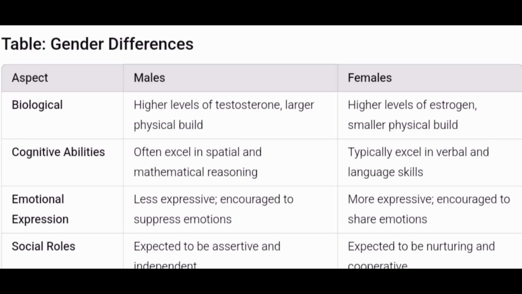Now, cognitive abilities. In males, you will see that they are very good in mathematics and reasoning, while females are very good in communication, right? They know how to talk, and they are easily able to acquire different kinds of languages. Suppose your girlfriend knows different languages, Khasi, English, Garo, Bengali, but she might not be as good in mathematics and reasoning as you are, right?